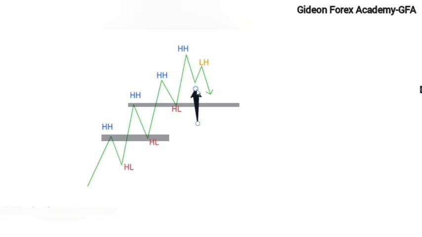So in an uptrend, if you want to determine the valid change of character, you are looking at a higher low followed by a higher high, and from that higher high, the price has to break below the swing low. Let me explain, guys. So this one is not a valid higher low. Why? Because after this swing low, it created a lower high, not a higher high.